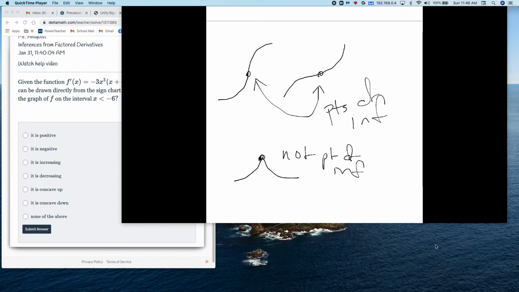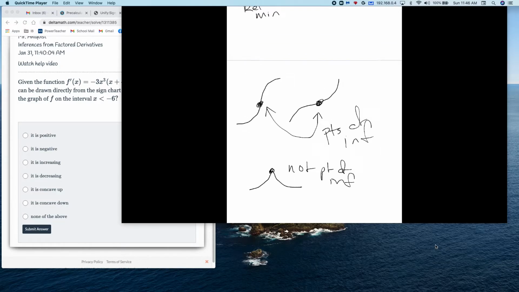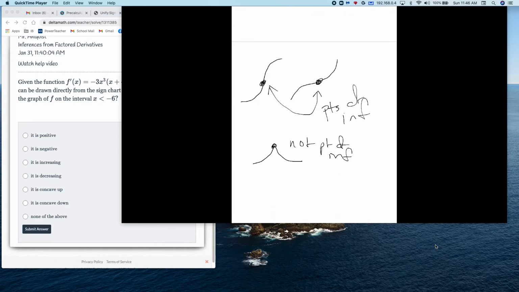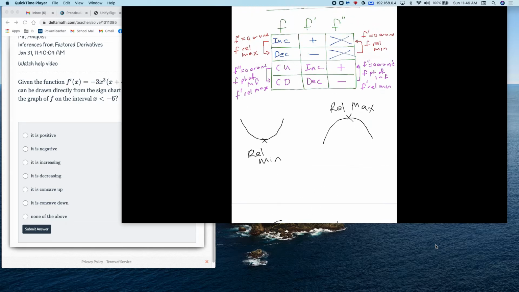So you have to really make sure that you understand what a point of inflection is. A point of inflection is where you change concavity. Okay, a point of inflection is where you change concavity. So really important things to know. So that chart is super important to know, and then interpreting it. And then these are what points of inflection look like.